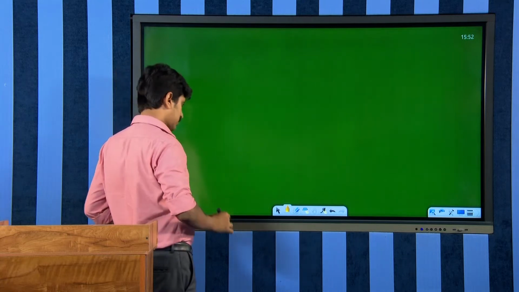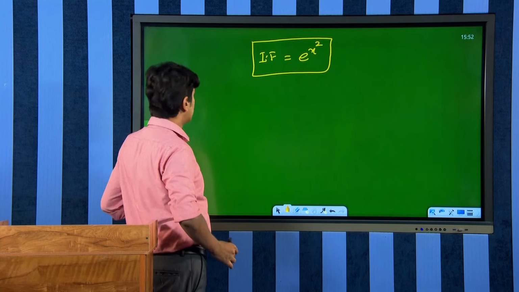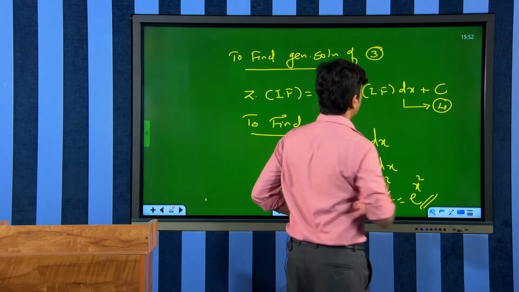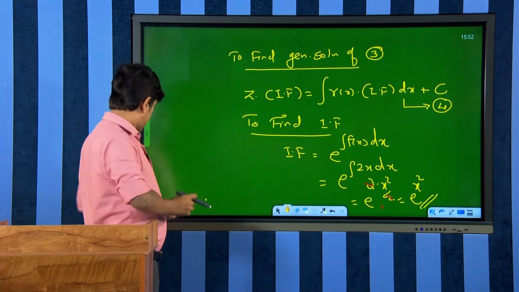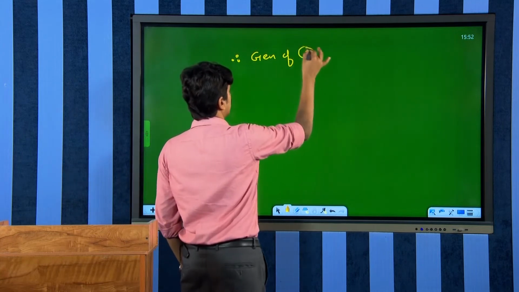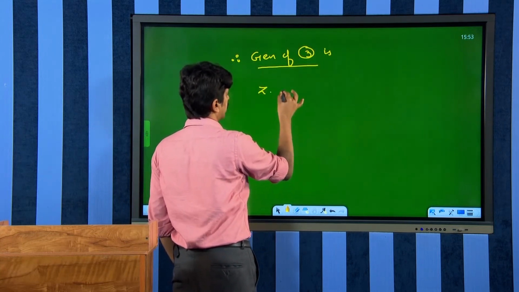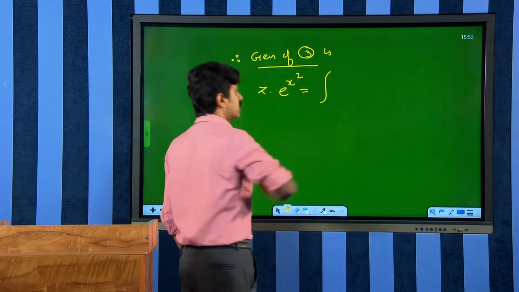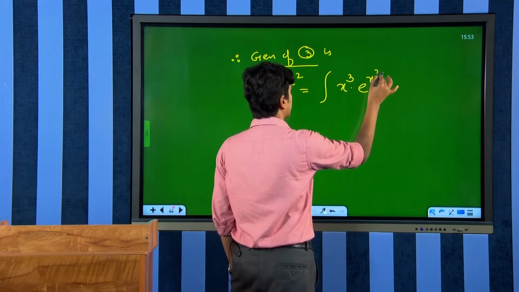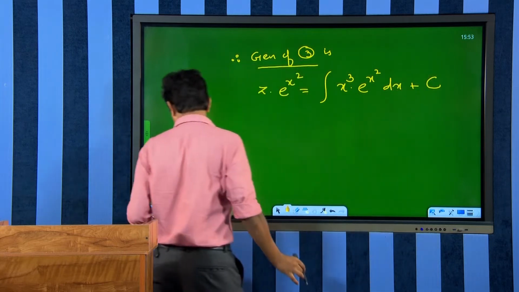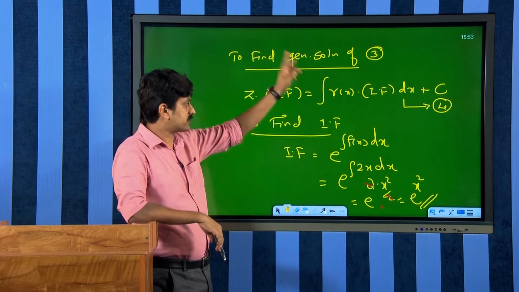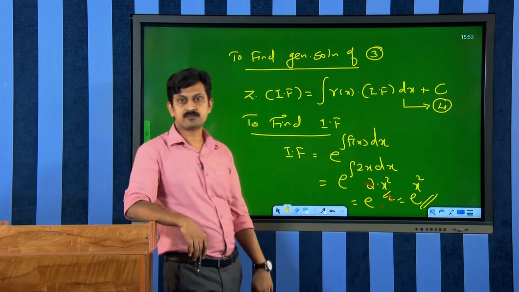So, therefore, the general solution, we can put this as equation number 4. The general solution of 3 is z into integrating factor e raised to x squared, equal to the integral of x cubed, which is r of x, into e raised to x squared dx, plus the constant of integration. Am I right? Yes. z into integrating factor e raised to x squared is equal to r of x, which is x cubed, and the integrating factor is e raised to x squared. Okay, fine.